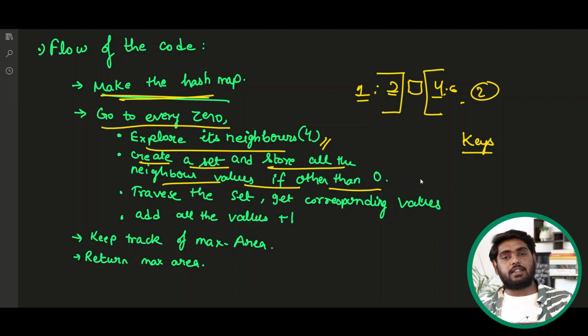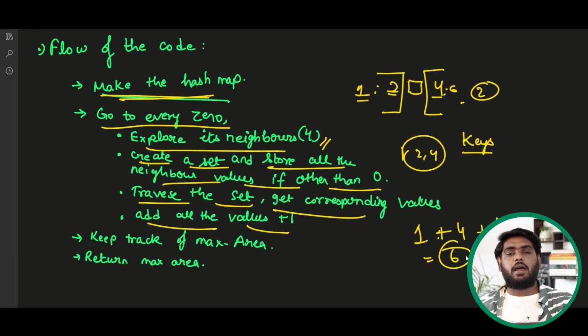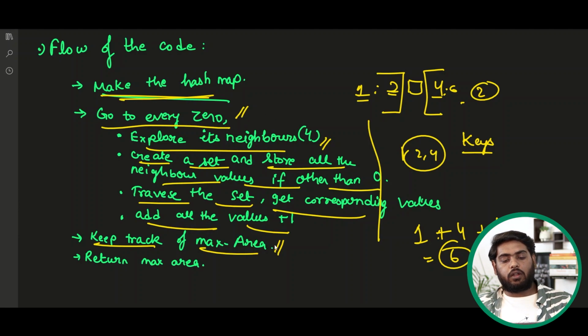Once our set is made completely, I will traverse the set. That means in my set, 2 will be there and 4 will be there. For this set, I'll get the corresponding values. Assume 2 had 1 and 4 had 6. I'll add all the values plus 1. This will make up my area. And once we calculate the area, we need to keep track of the maximum area and keep on updating it if we are getting bigger values of area. Once the whole matrix is done and we have traveled to each and every 0, we have seen which 0 is making the maximum area, and we'll return the maximum area.